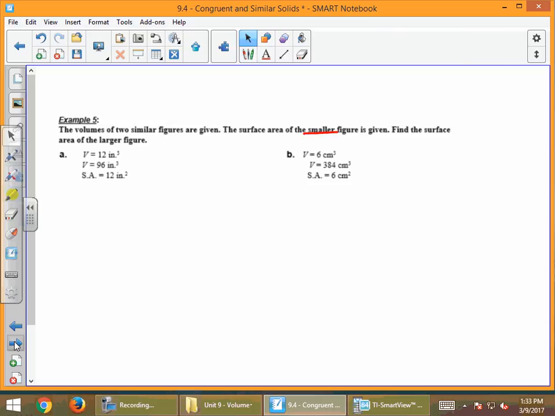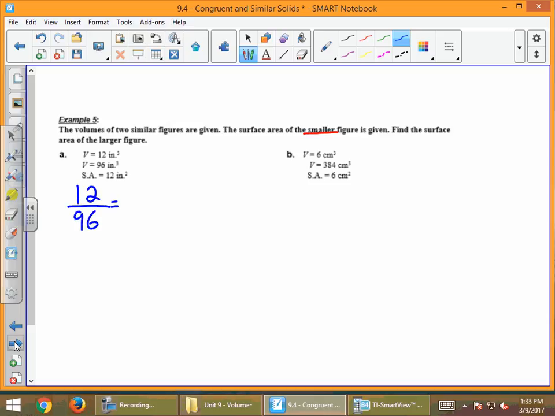Yes, Gary? What about example 4, the window? Yep, let's give that one. Throw it on. So, do the same thing. We have two volumes. Let's make that ratio. I'm going to do 12 over 96. What should I do to all ratios, all fractions at a time? I should simplify. And that becomes what? What is 12 over 96? 1/8. Very good. So that is 1/8.